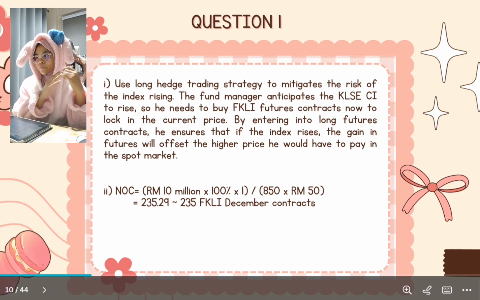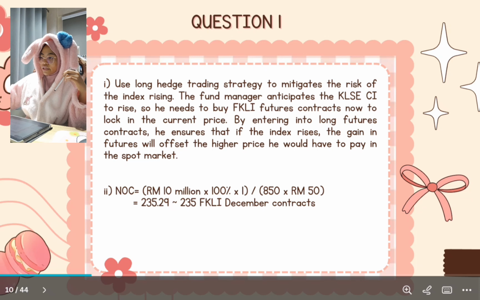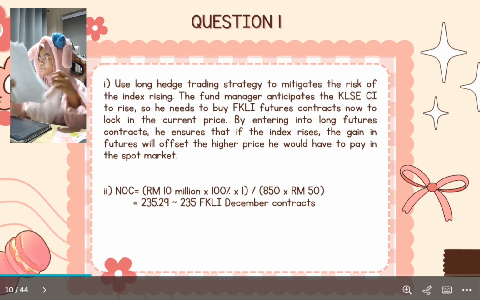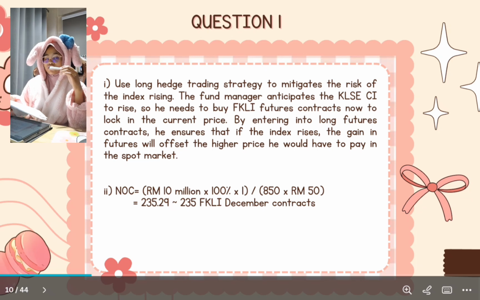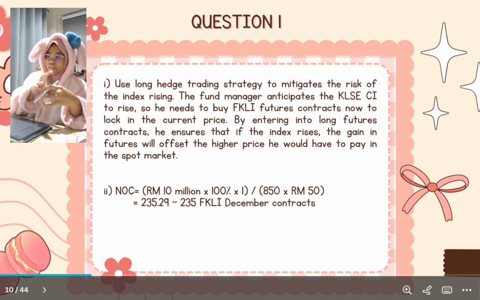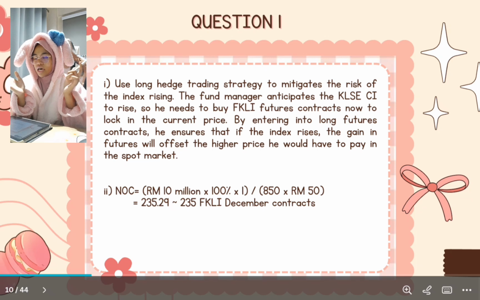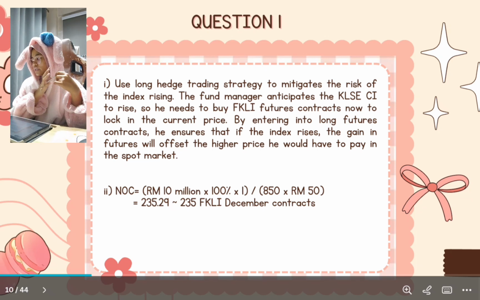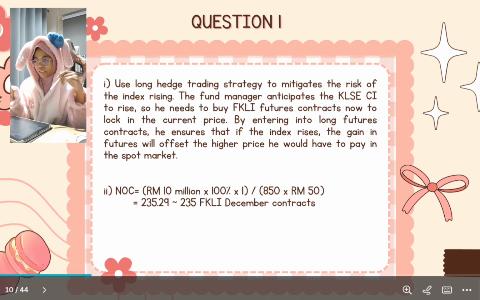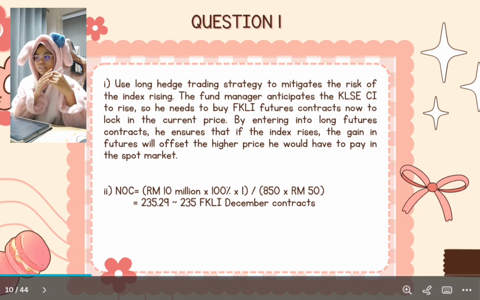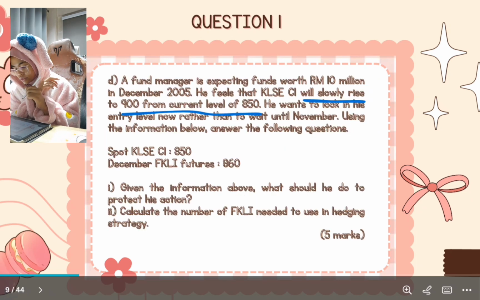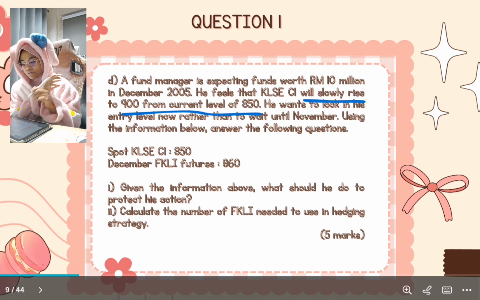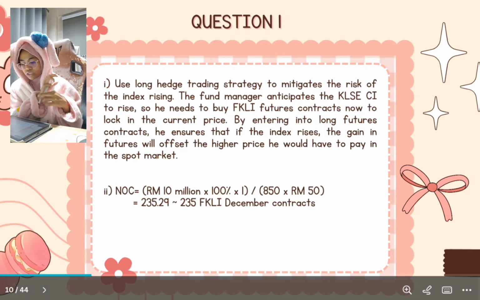So basically, in the cash market, he will plan to buy constituents first at T0. Then if the price rises as expected at T1, he can use the profit derived from the futures market to offset the buying price at the spot market. So the second one is to calculate the number of FKLI, so basically the number of contracts.